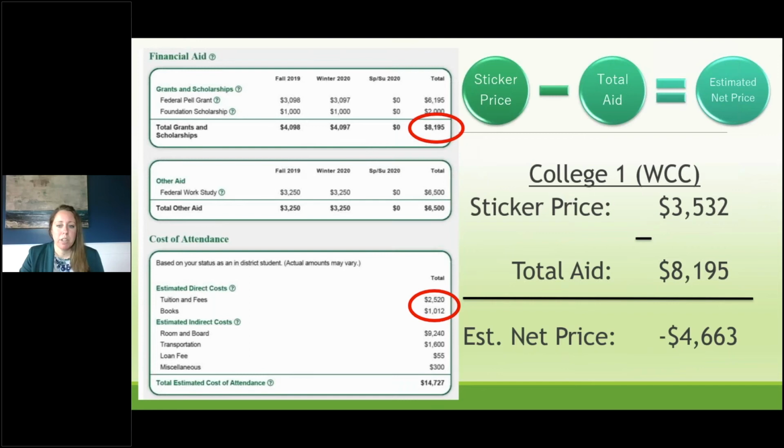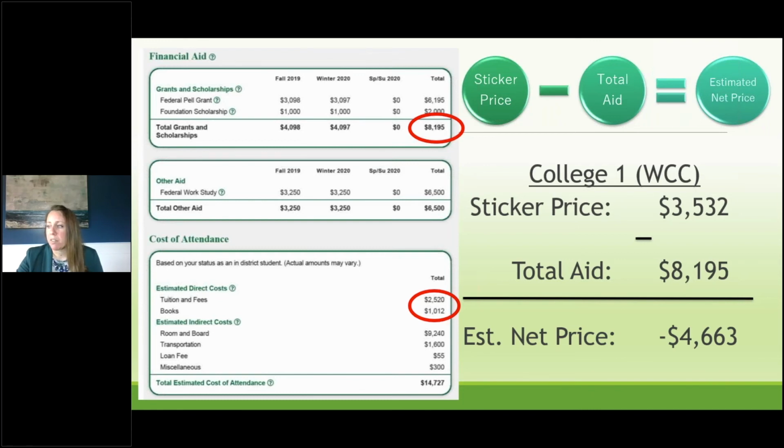So the first award letter here is a sample award letter right from WCC. So we took a little snip. You can see here that the sticker price for coming to WCC is going to be $33,532, and you can see that just by adding up the tuition and fees and books that's circled in red there, towards the bottom.